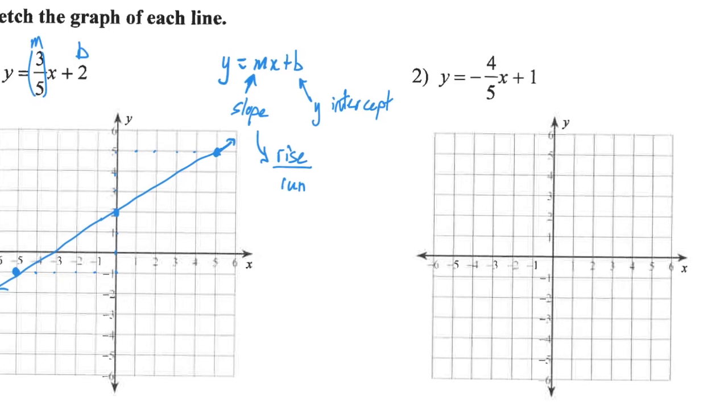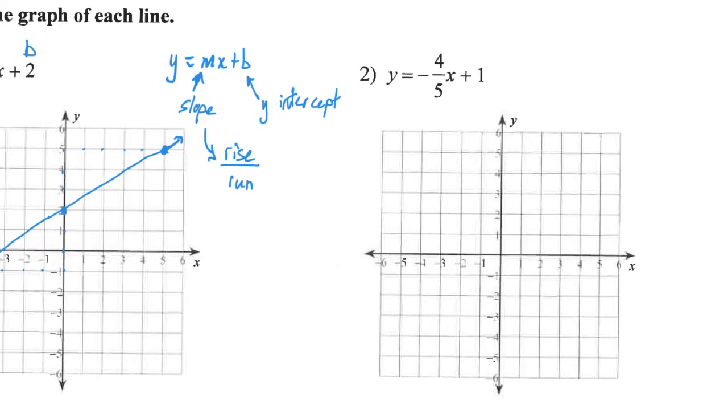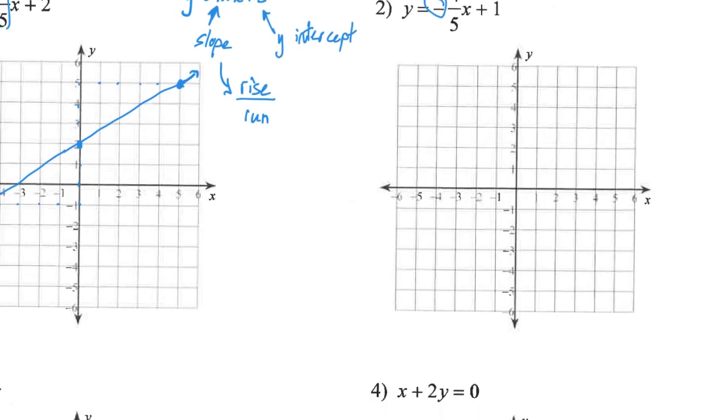So number 2 is in slope-intercept form. The only difference is there's a negative on your slope. So I always think about that as being a negative 4 over a positive 5. Put the negative on the top. It makes it easier most of the time. You can also flip it and put the negative on the bottom. Okay, so you'll go down 4 and right 5. Or you can flip it and go up 4 and left 5. So I'll let you do number 2.